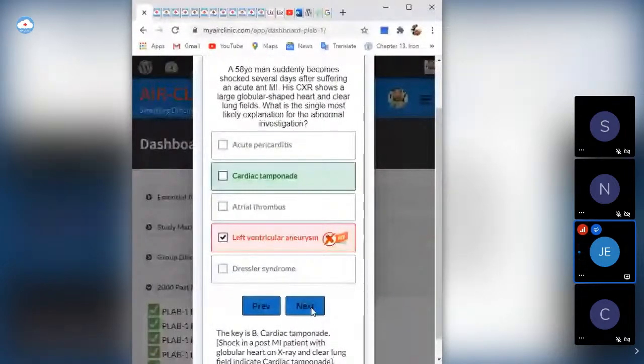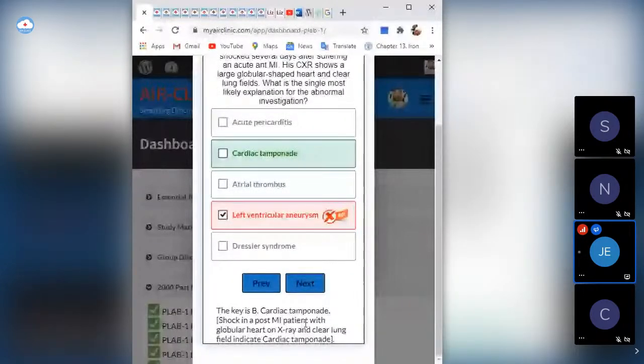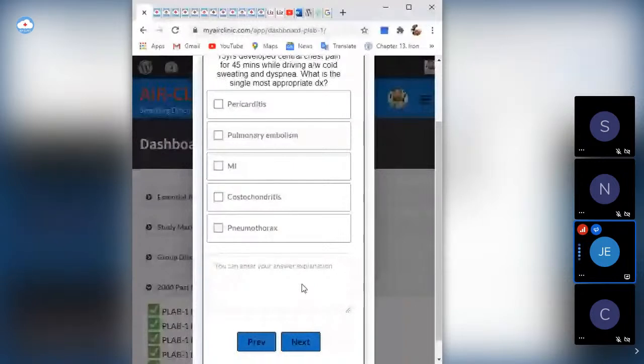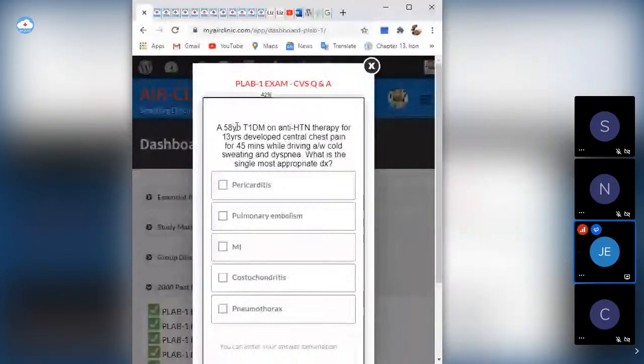Shock in post-myocardial infarction with globular heart on chest X-ray and clear lung field. So if you see a 58-year-old man, 58-year-old with type 1 diabetes mellitus on antihypertensive therapy for 13 years, developed central chest pain for 45 minutes while driving, associated with cold sweating and dyspnea. What is the single most appropriate diagnosis?